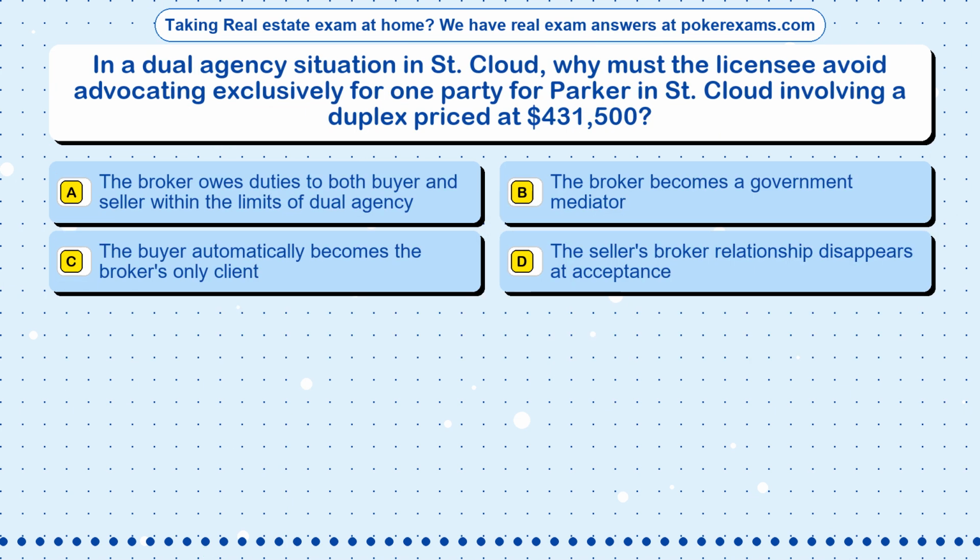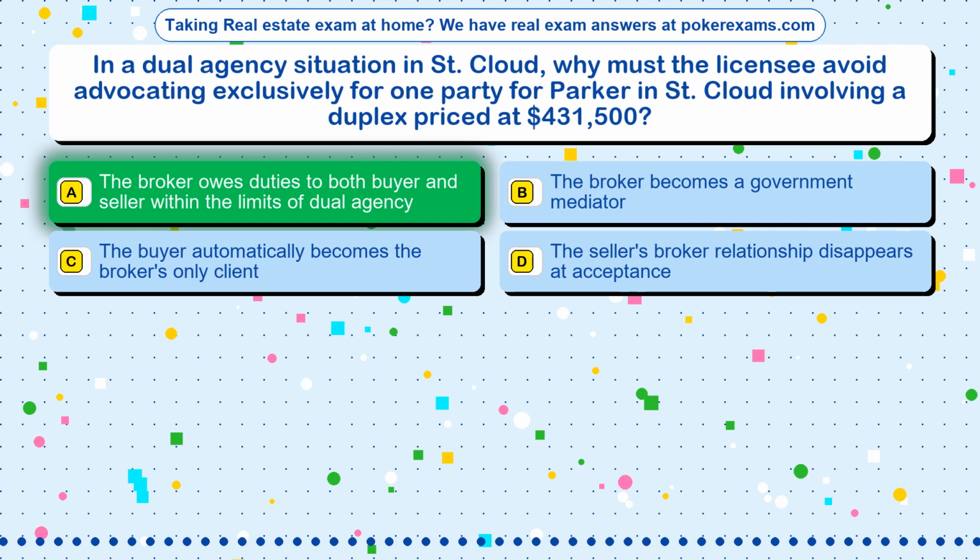Question 69. In a dual agency situation in St. Cloud, why must the licensee avoid advocating exclusively for one party for Parker in St. Cloud involving a duplex priced at $431,500? Option A. The broker owes duties to both buyer and seller within the limits of dual agency. Option B. The broker becomes a government mediator. Option C. The buyer automatically becomes the broker's only client. Option D. The seller's broker relationship disappears at acceptance.